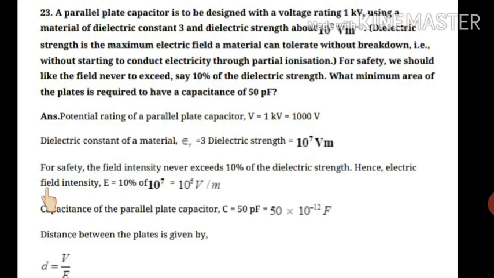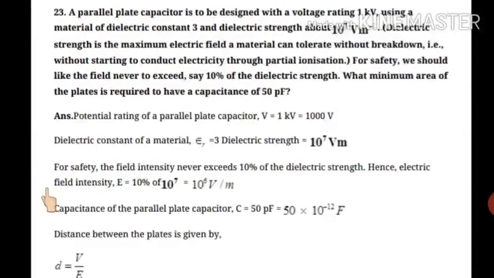Now in the question, what they have given is that the strength of the electric field should be 10% of 10 to the power 7. So when you calculate this, 10% of 10 to the power 7, you will get 10 to the power 6. So this is the value of E. Now one more thing they have given us. It is C. C is equal to 50 picofarad. In place of pico, we are supposed to write 10 to the power minus 12.